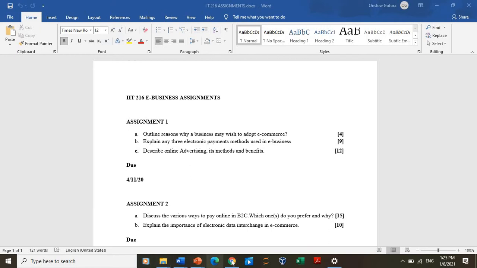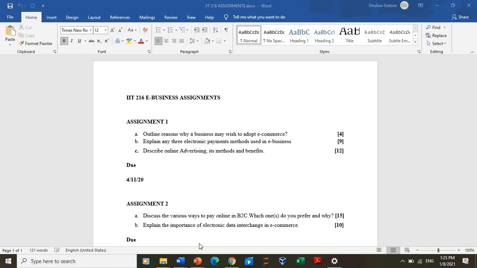Then we have question B, which wants you to explain three electronic payment methods used in e-business. That was an easy question, just explaining the three. We have a lot of them. We can talk of electronic fund transfer, Visa cards, electronic checks. I'm sure if you look in one of the PowerPoints I sent you, or the course material, you can see a list of payment methods.